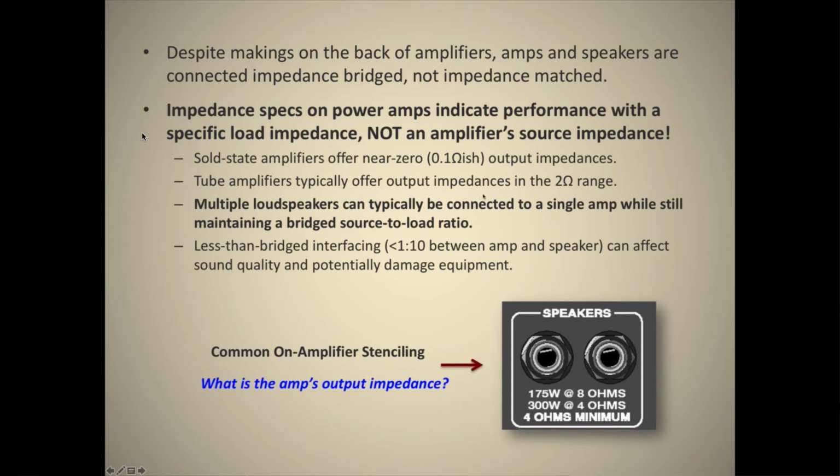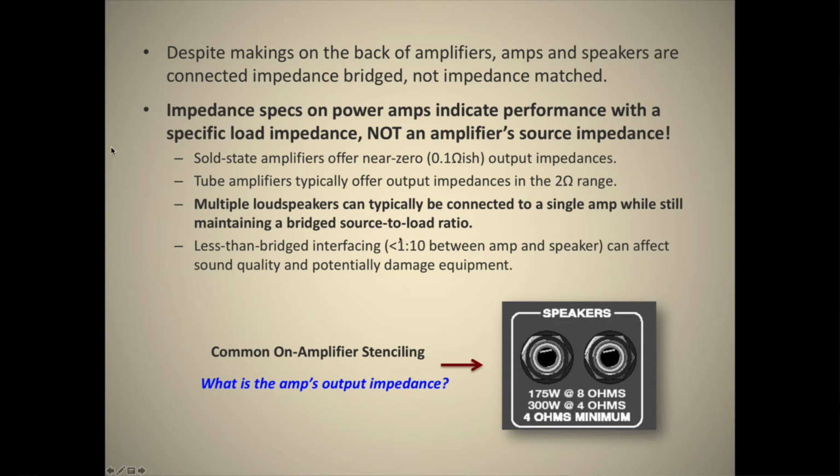Tube amps are typically in the 2 ohm range. That might tell you right now that this is probably a tube amp, because 1 to 2 is going to be about the minimum impedance range it can do. But when you go down to 4 ohms, maybe this is solid state. I really can't tell you. You know what? It's probably a solid state.